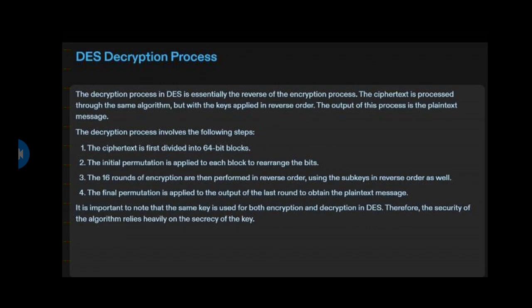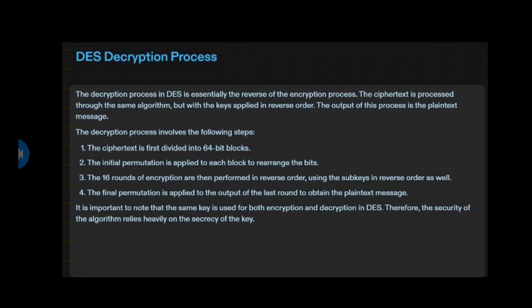Next, coming to the DES decryption process. The decryption process in DES is essentially the reverse of the encryption process. The ciphertext is processed through the same algorithm but with the keys applied in reverse order. The output of this process is the plain text message. The decryption process involves the following steps.